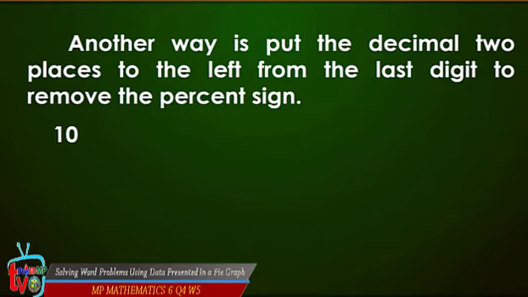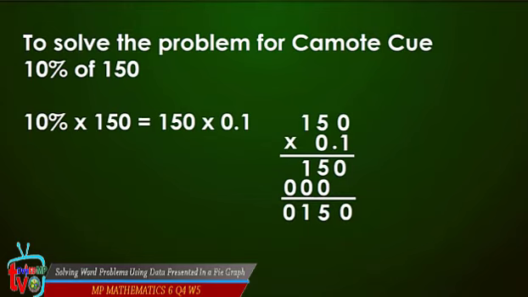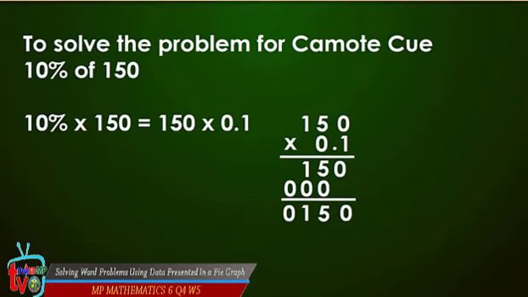Another way is to put the decimal 2 places to the left from the last digit to remove the percent sign. 1, 2. So, 10% is equal to 0 and 10 hundredths, which is also equal to 0 and 1/10. To solve the problem for Kamote Q, 10% of 150 is equal to 10% times 150, which equals 150 times 0 and 1/10. Multiply as whole numbers.